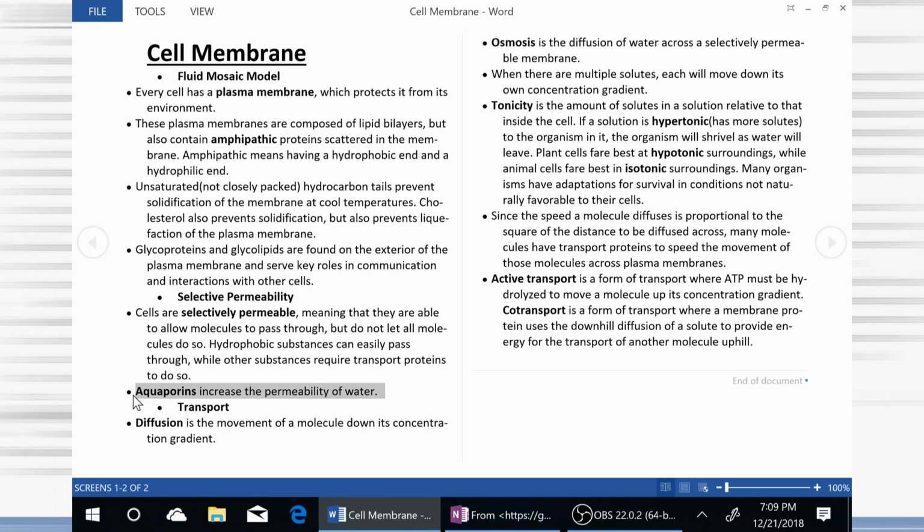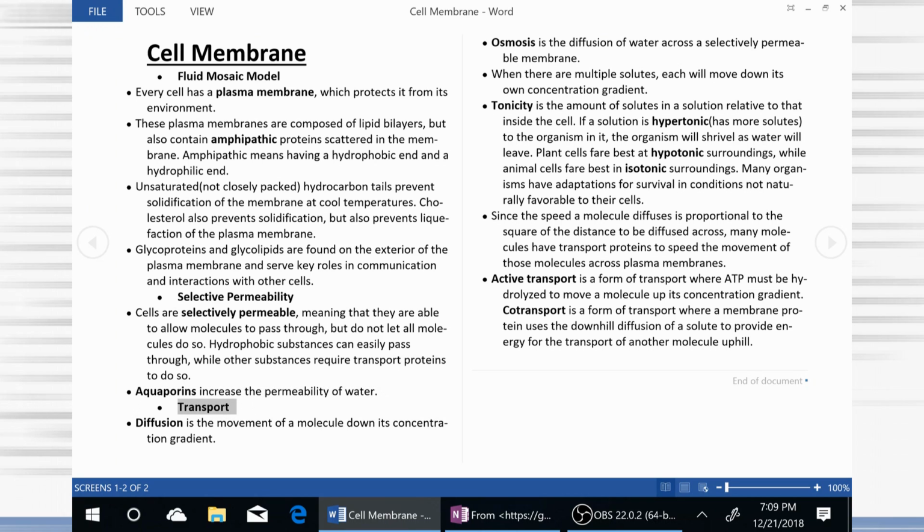Aquaporins tend to increase the permeability of water through the cell membrane, and they can be really, really important, especially in the kidney, where they save massive amounts of water from being removed from the body without reason. So aquaporins are really important proteins. Now let's talk about our third theme, which is transport.